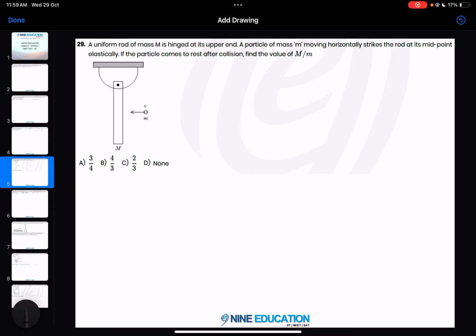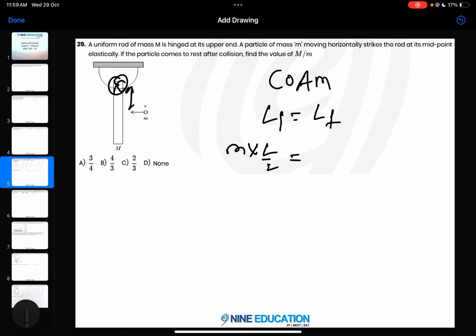Now in the next question, a particle of small m is hitting at the midpoint. So we solve this by conservation of angular momentum about this point. Angular momentum is only conserved about the hinge. So angular momentum initial equals angular momentum final. What is the initial angular momentum? mv into this perpendicular distance, which is going to be L by 2.